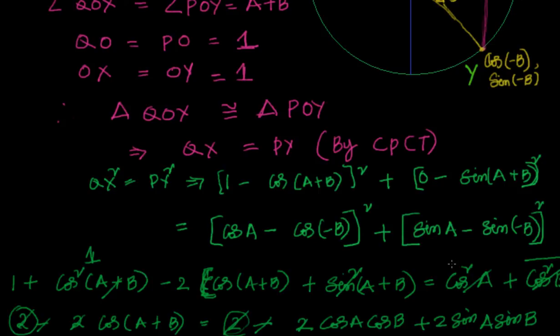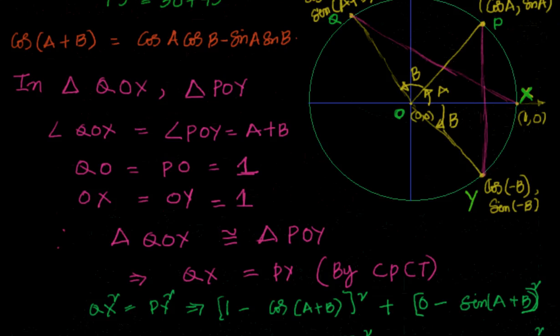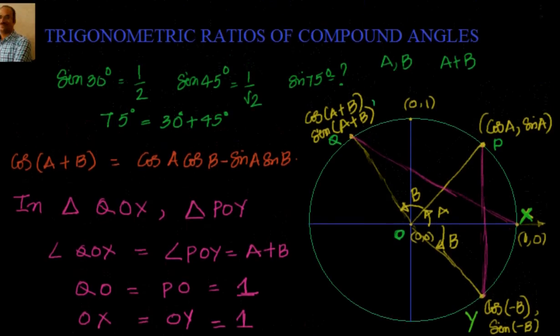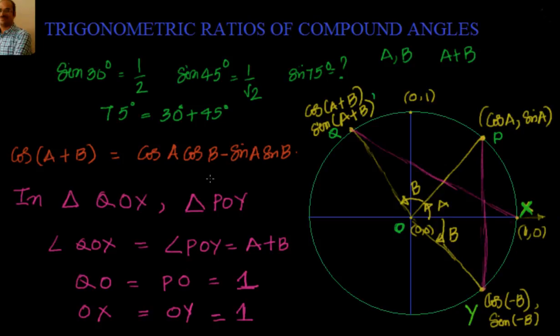Now after that we have simplified it. We have applied the identity cos square A plus sin square A equal to 1, which when we simplified, we found that 2 minus 2 cos of A plus B equals 2 minus 2 cos A cos B plus 2 sin A sin B. Now you take out 2 on both LHS and RHS, take out the minus, then divide by 2, and you will get cos of A plus B equal to cos A cos B minus sin A sin B.